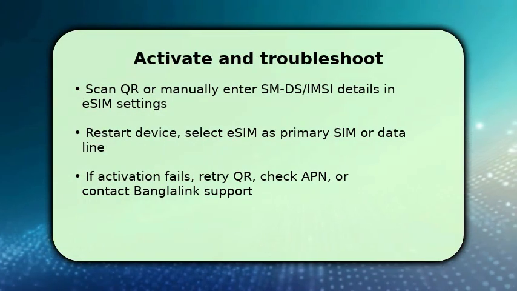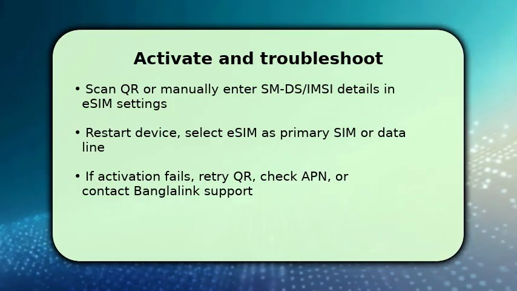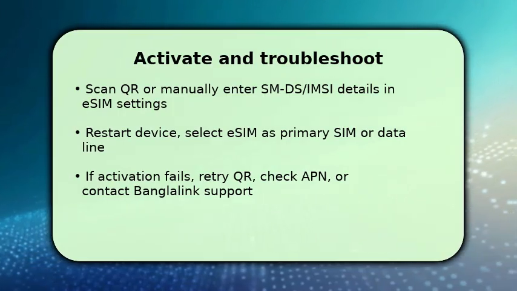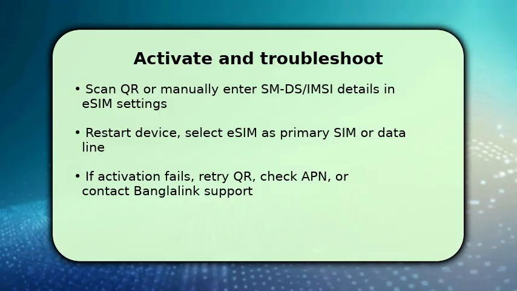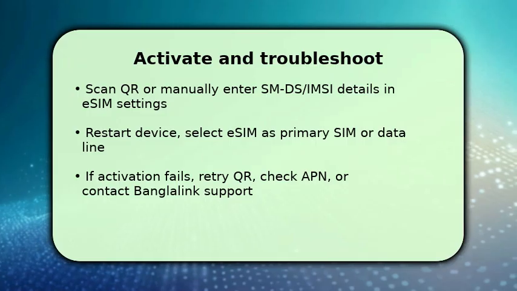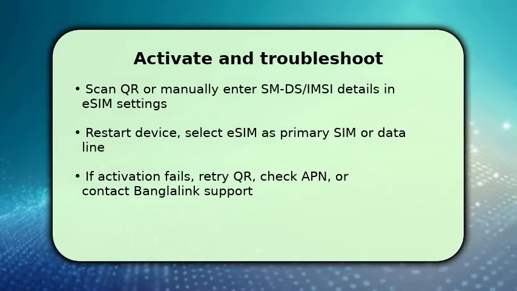To activate, open Settings, Cellular, Add Cellular Plan, then scan the received QR or input details manually. The phone will download the profile and show the new plan. Once installed, choose the eSIM for mobile data or calls, then restart the device to finalize registration.